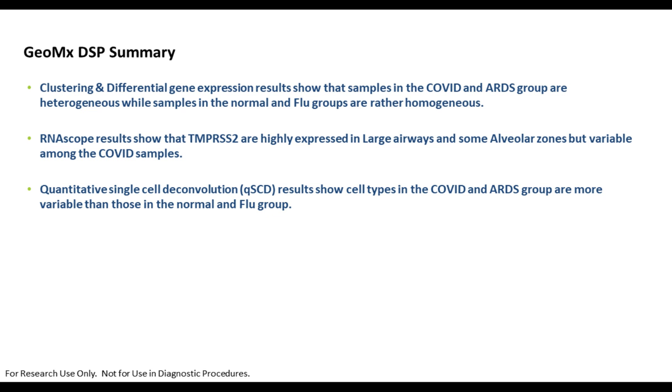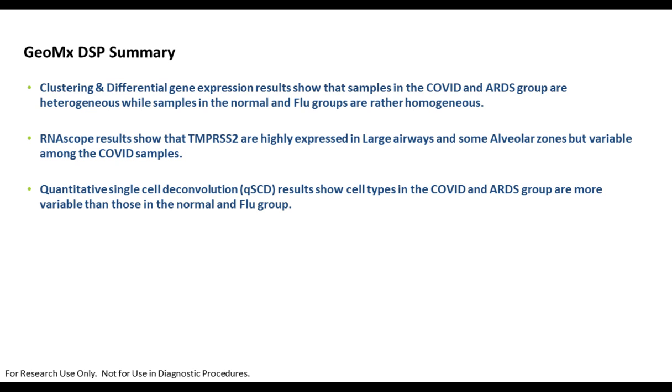So, as a summary, what we would be able to conclude here is that the clustering and differential gene expression results show that the samples are quite heterogeneous within the COVID and ARDS groups, but quite similar within the normal and flu groups. The normal made sense to us, but the flu groups we expected to be more heterogeneous, but actually turned out to be more homogeneous, and that might give us a little more insight into what's going on in the COVID disease.